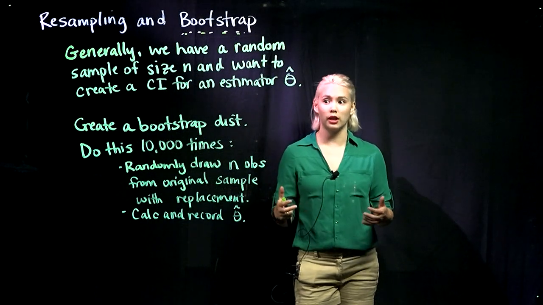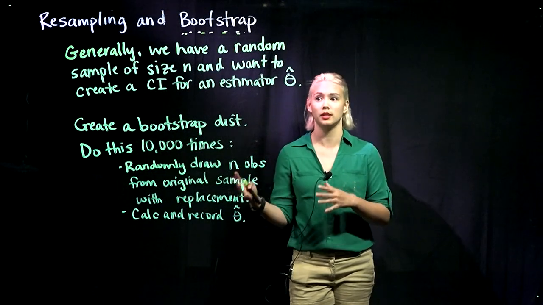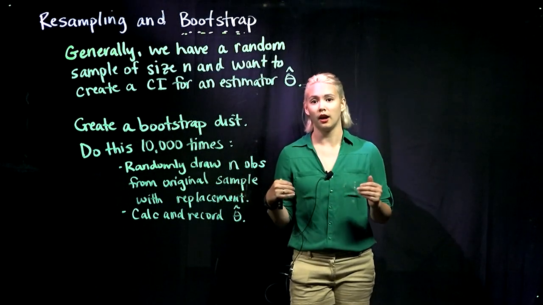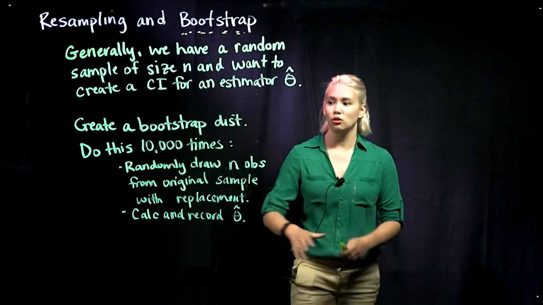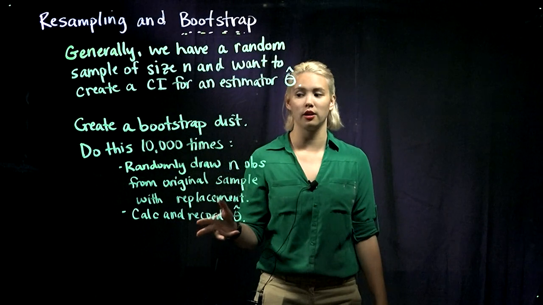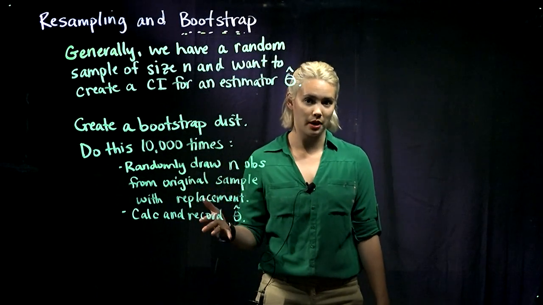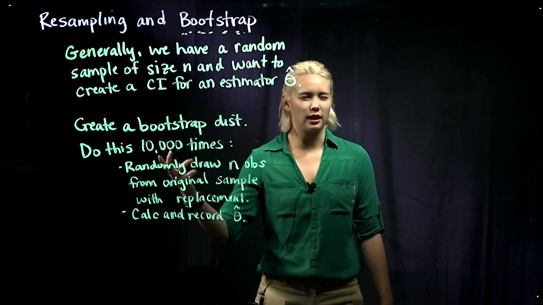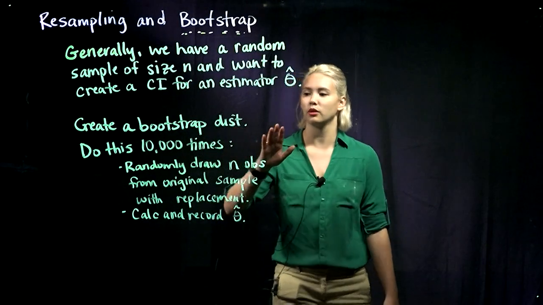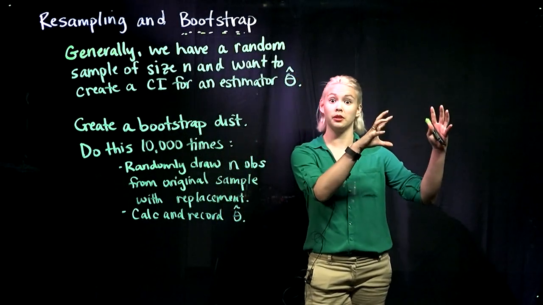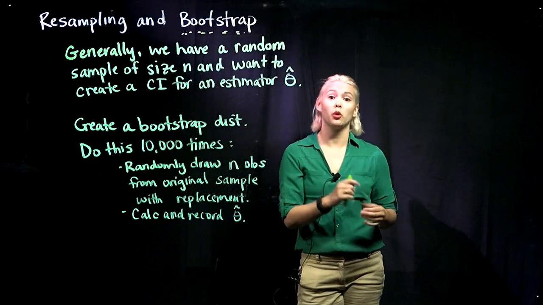Okay, so how do we actually create this bootstrap distribution? This bootstrap distribution is really important because, like we said, this is what is approximating our sampling distribution for theta hat. So how do we do it? We need to do these two steps a large number of times, like 10,000 times, 100,000 times. Pretty much the more the better, but you should do it at least 10,000 times. Okay, so what you need to do is look at your original sample and randomly draw n observations from it with replacement.